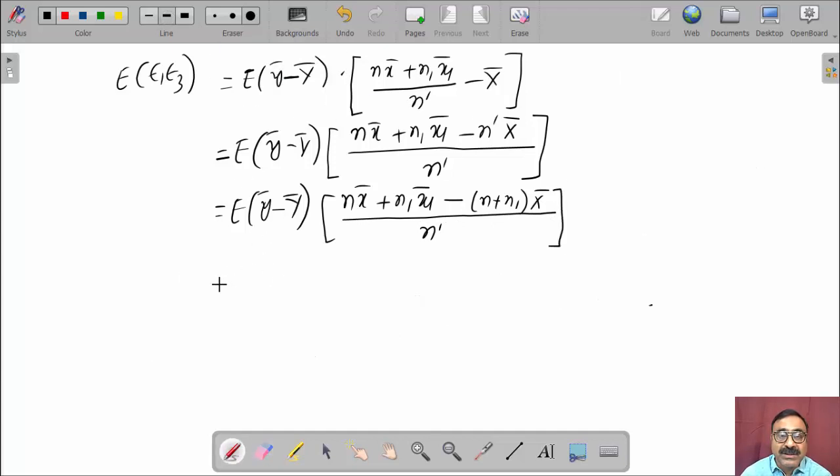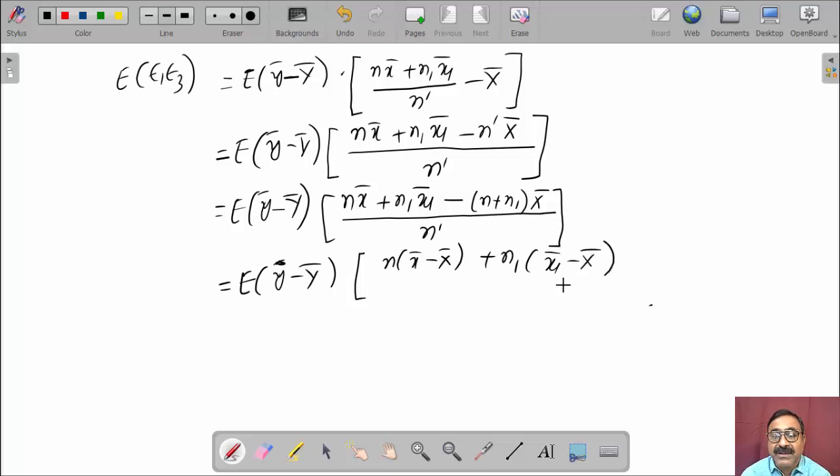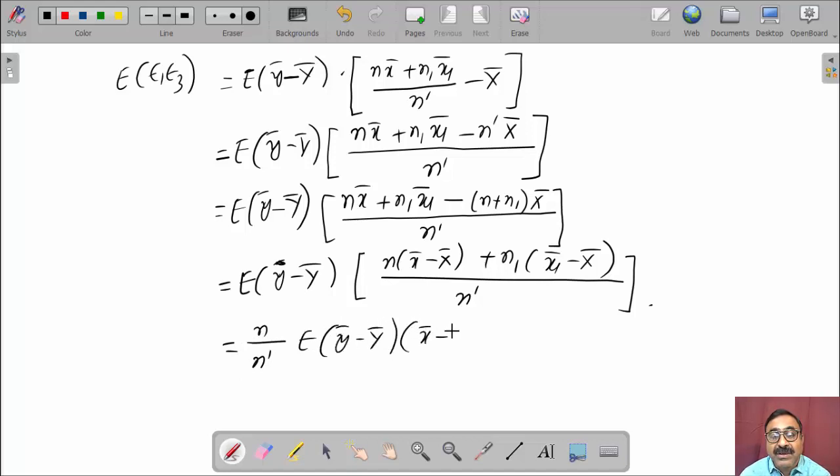So now this is equal to expectation of (y bar minus Y bar) into (n (x bar minus X bar) plus n1 (x1 bar minus X bar)) divided by n dash. So this will be equal to n by n dash expectation of (y bar minus Y bar)(x bar minus X bar) plus n1 by n dash expectation of (y bar minus Y bar)(x1 bar minus X bar).